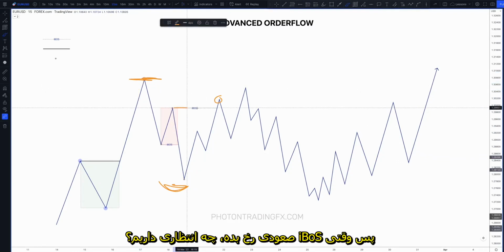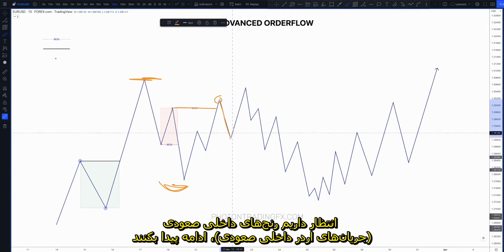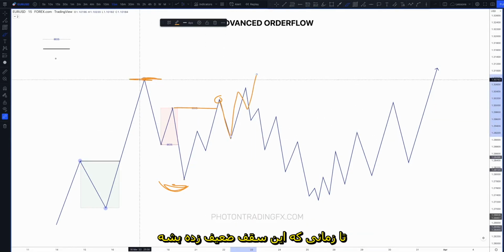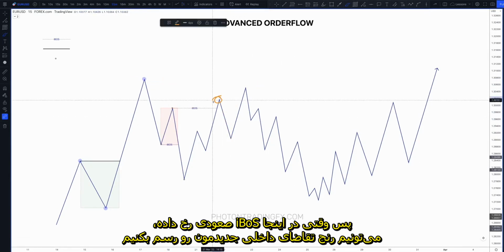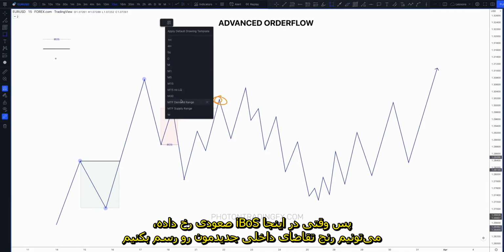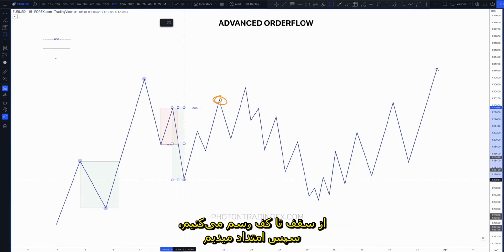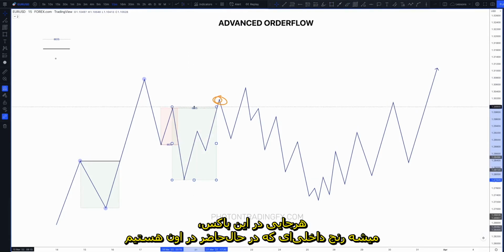So once we get that initial bullish IBOS, what do we expect? We expect the bullish internal ranges, that bullish internal order flow, to continue until that weak high goes, okay? So at this point here, when we get that initial IBOS, we can now draw on our new internal demand range, right? From the high to the low, drag it across, right? And now anywhere within this green box, right? Because that is what? That's the internal range we're within.